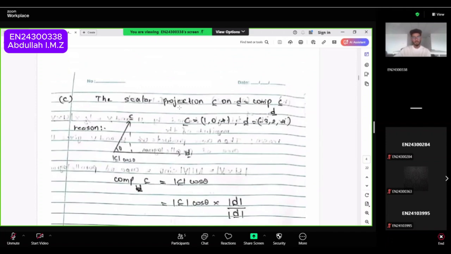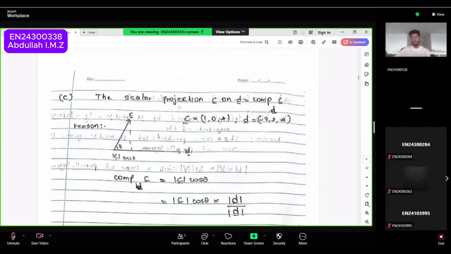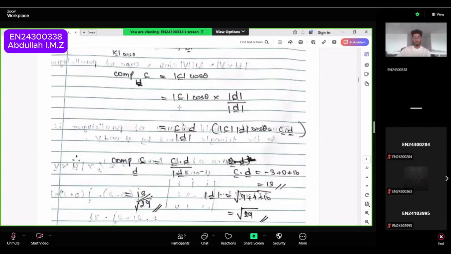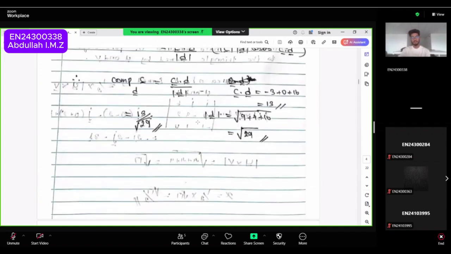In the third question, we have to find the scalar projection of C on D, and we have a formula for that. That formula is the dot product of C and D divided by the magnitude of D. And the answer is here, that is 13 over root 29.